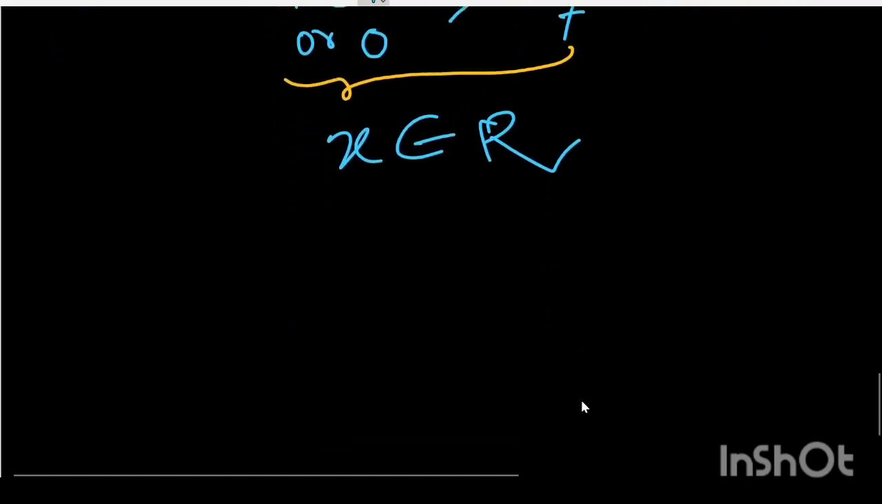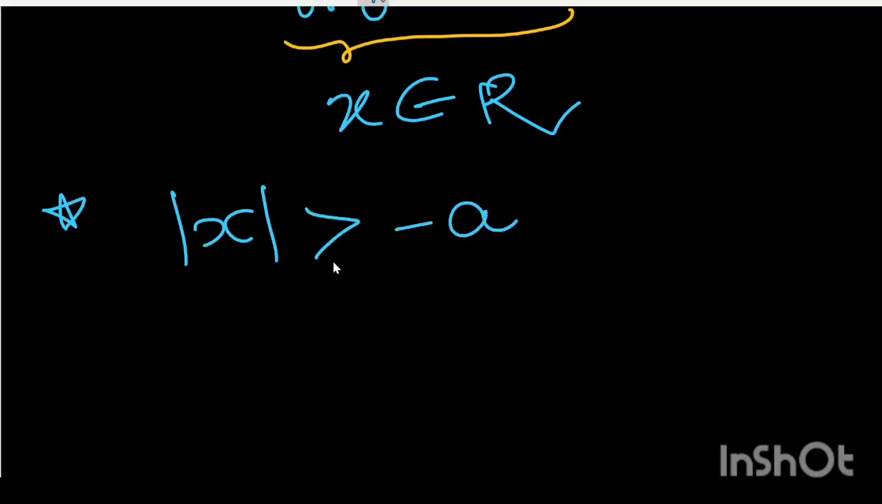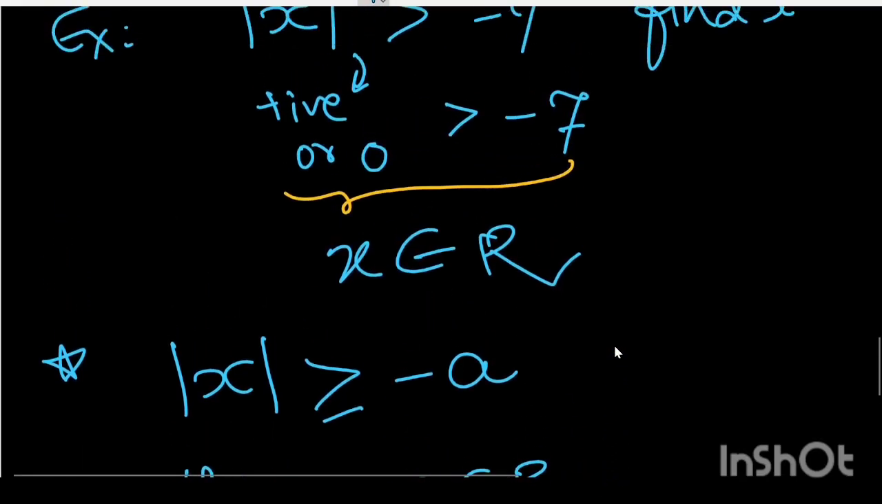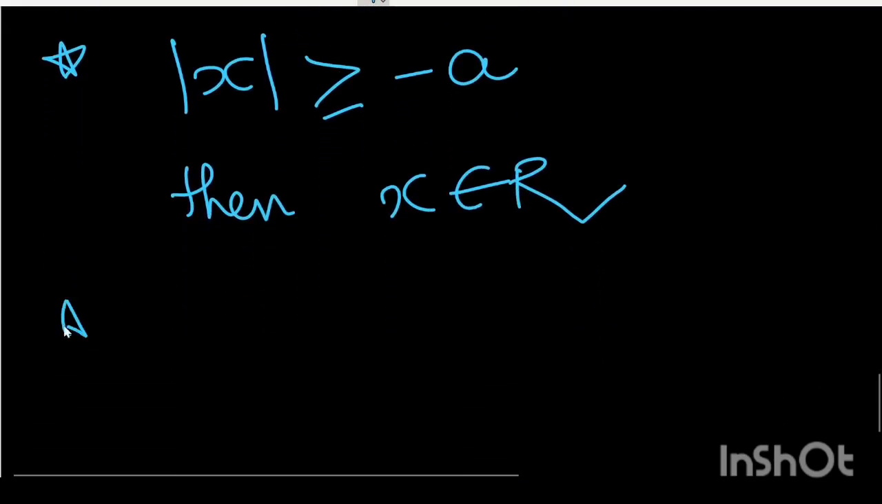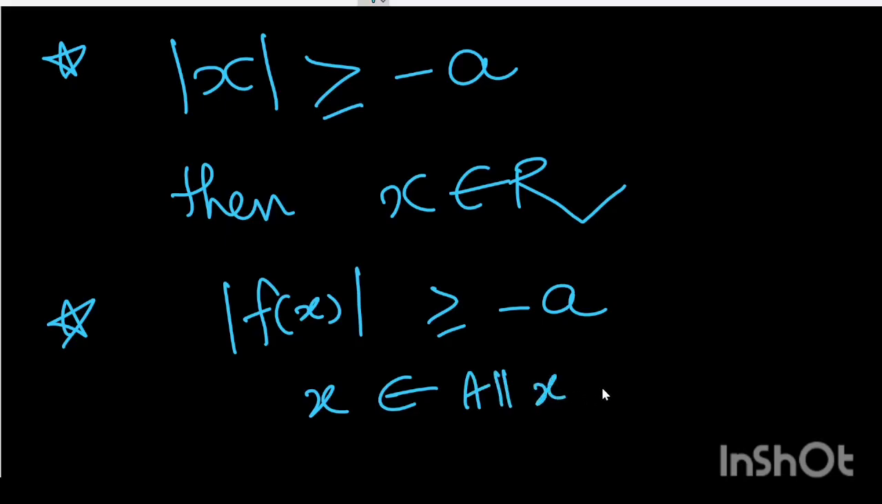Okay guys, so |x| greater than minus a, in fact even if it is equal to minus a also, still we can say that this is also an identity. We can say that this is for x belonging to R. So in place of x, if it is f(x) greater than or equal to minus a, then also we can say that x belongs to all x belonging to the domain of f(x).